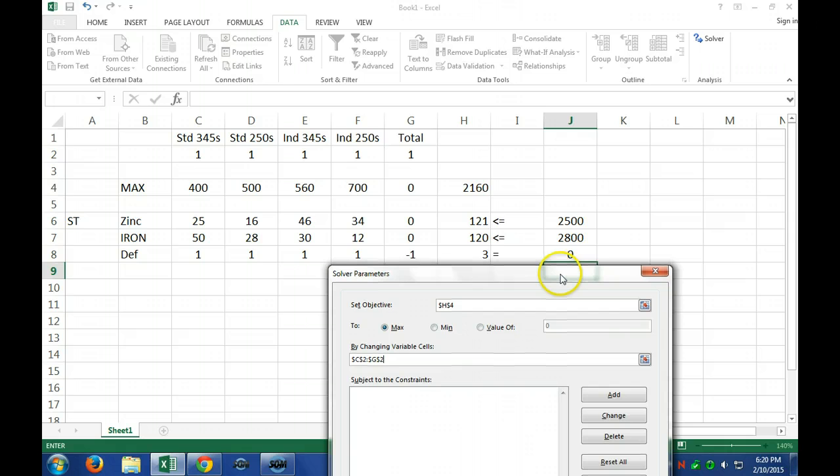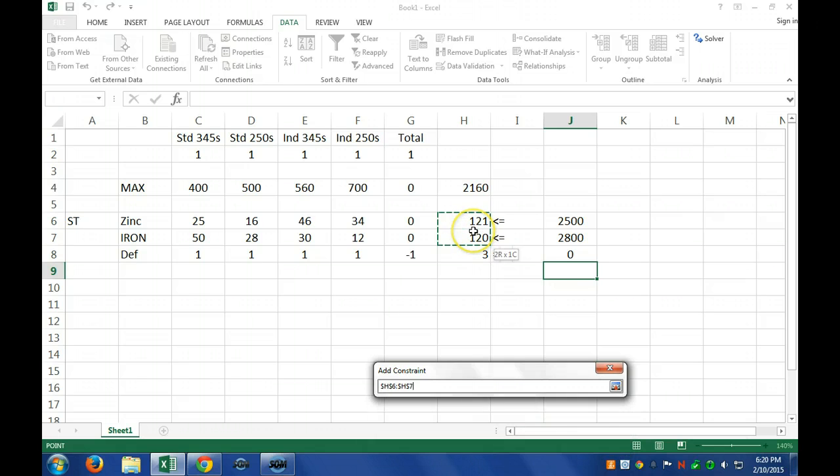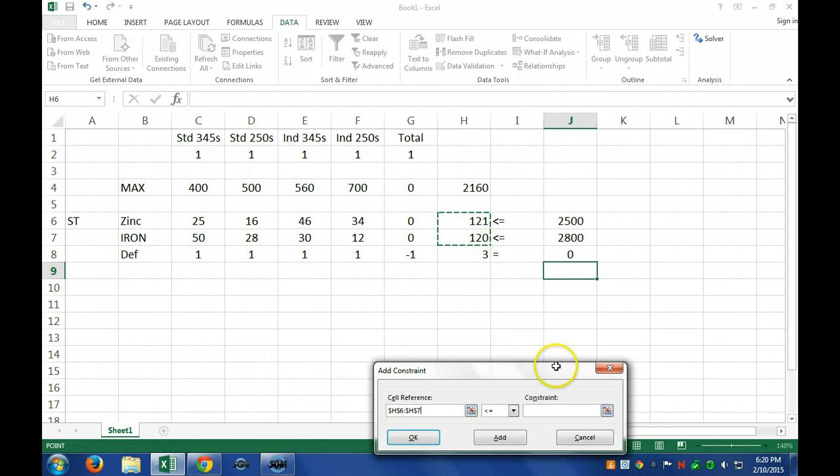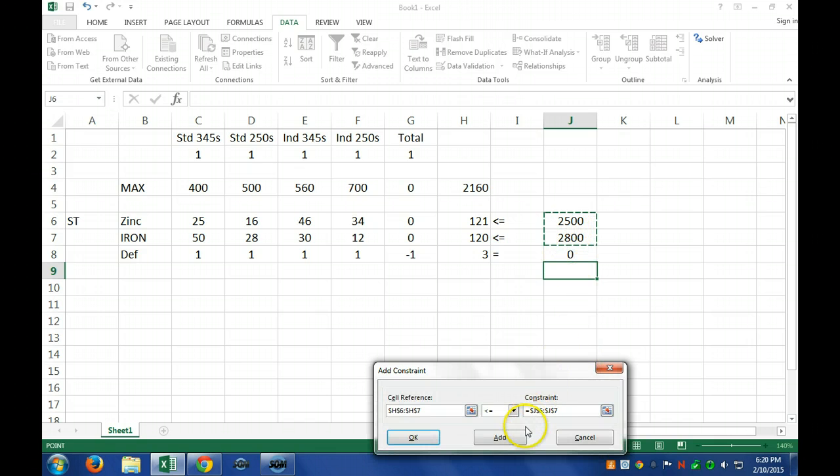Subject to the constraint. Okay, well, I'm going to add these two together. Add the fact that H6 through H7 has to be less than or equal to J6 through J7. And finally, H8 has to be equal to J8.